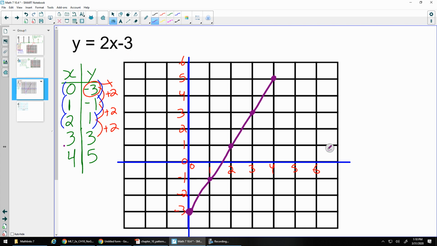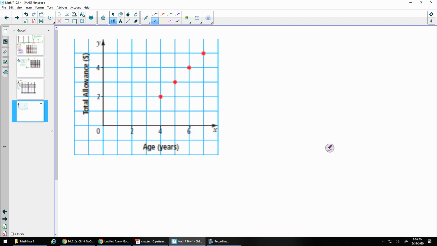All right, and the last one, what if we were given a graph? Could we find an equation, and could we make a table of values from this? So yes, we can definitely do that. Going from graph to table of values is quite simple. So we can look at this and we can make a table of values, knowing x is our age.